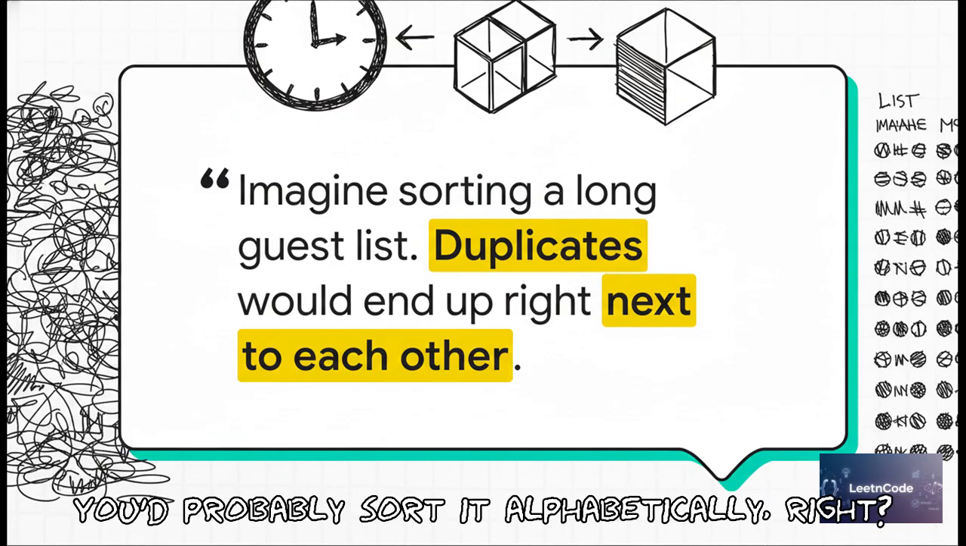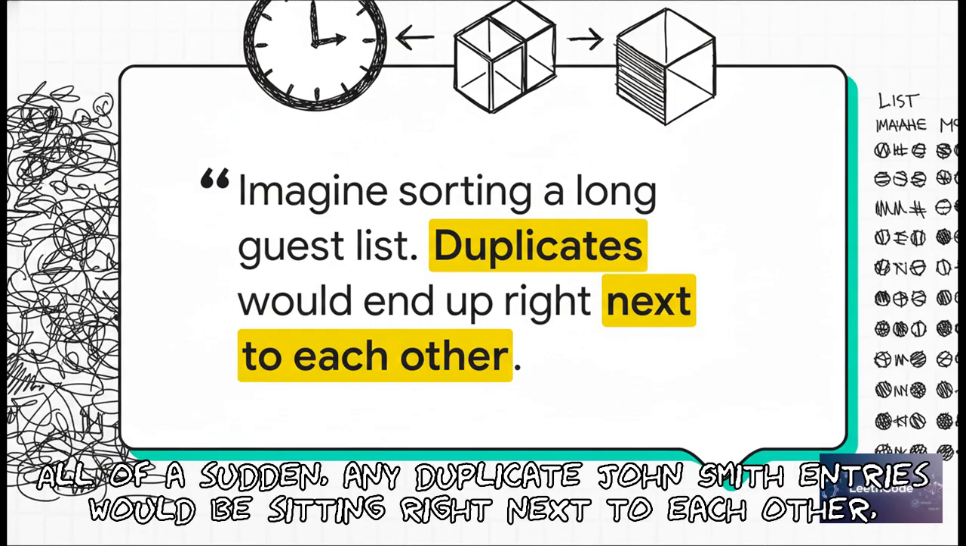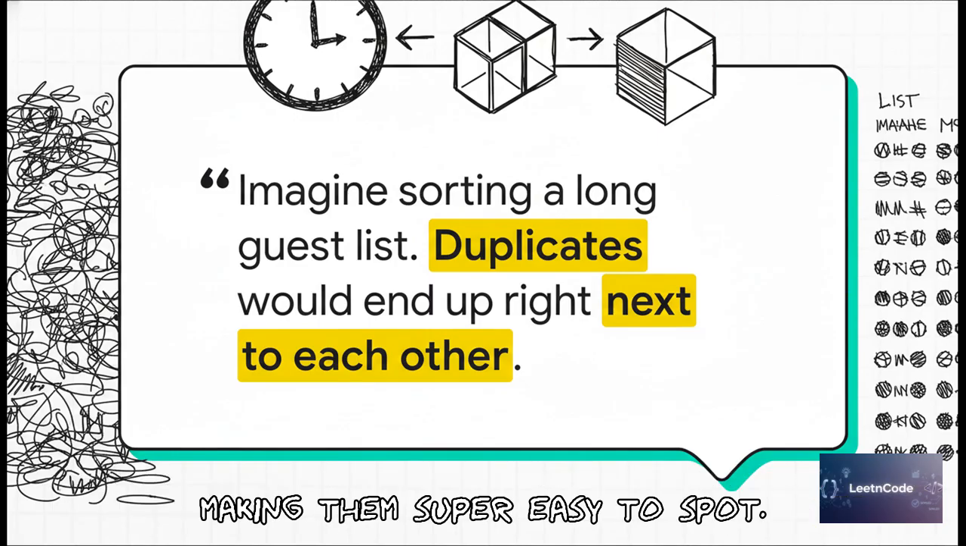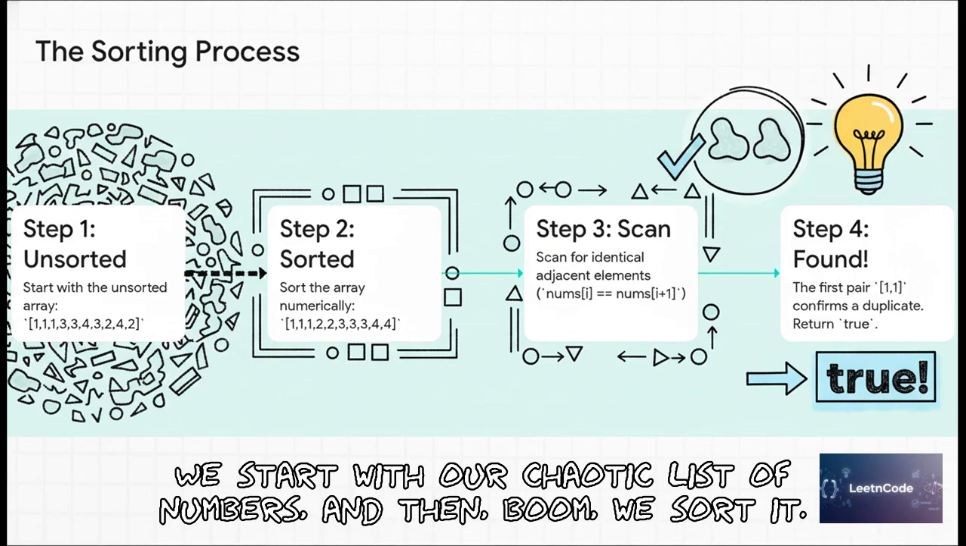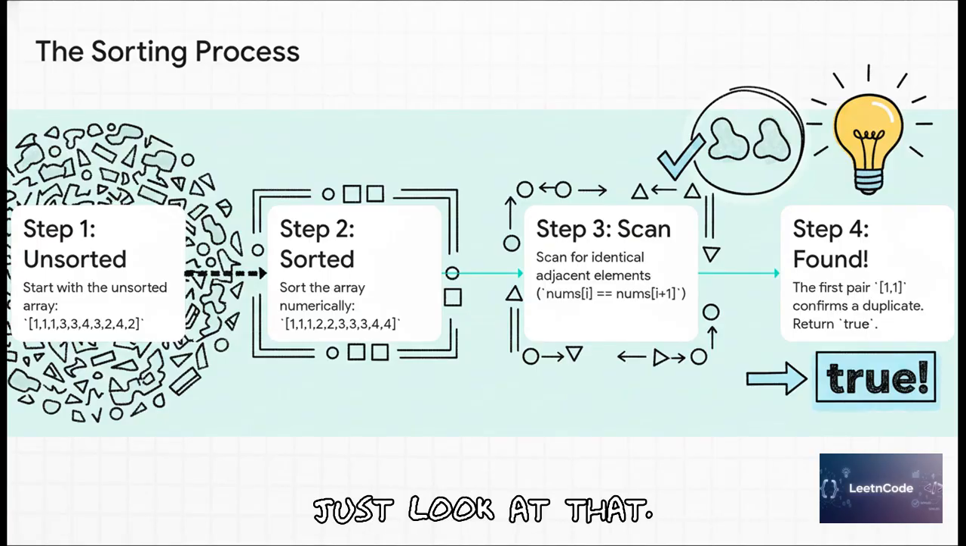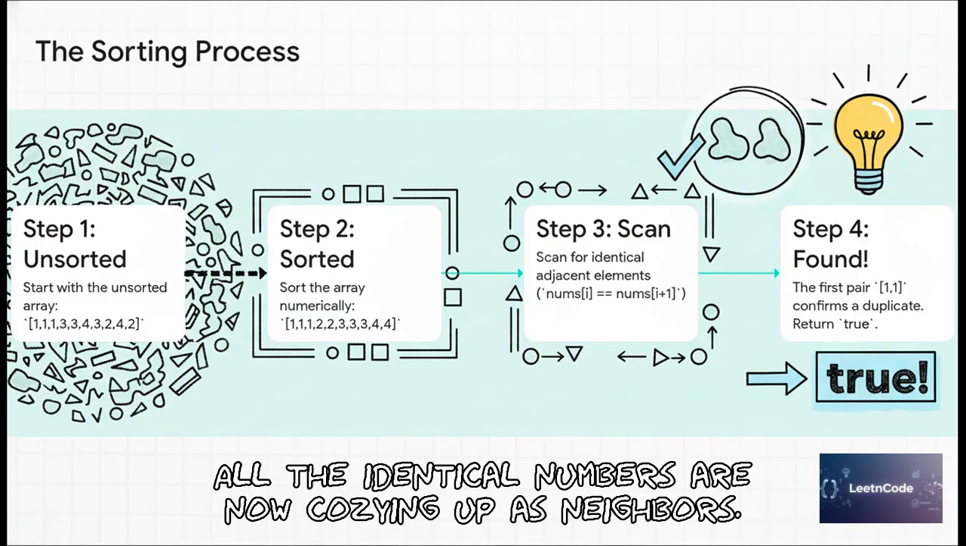You'd probably sort it alphabetically, right? All of a sudden, any duplicate John Smith entries would be sitting right next to each other, making them super easy to spot. So the process here is really straightforward. We start with our chaotic list of numbers, and then, boom, we sort it. Just look at that. All the identical numbers are now cozying up as neighbors.